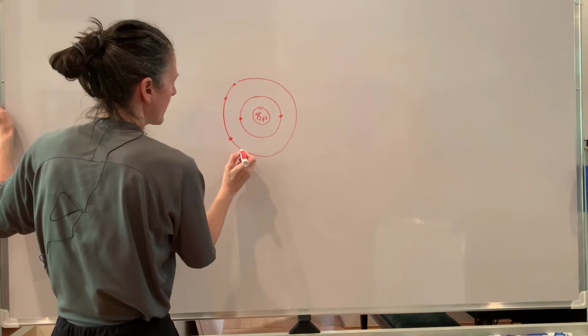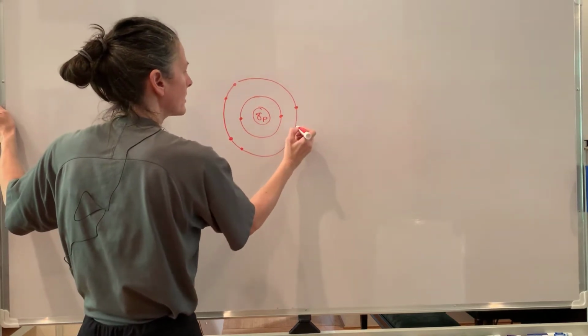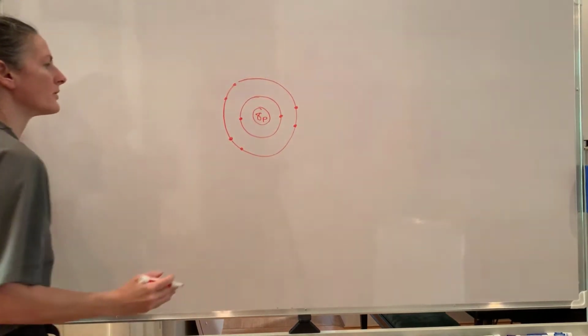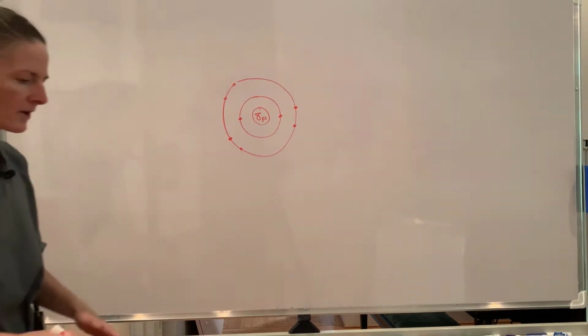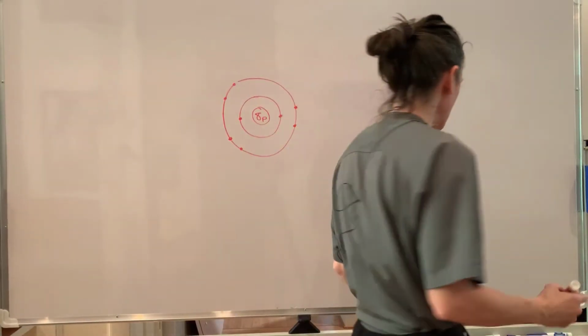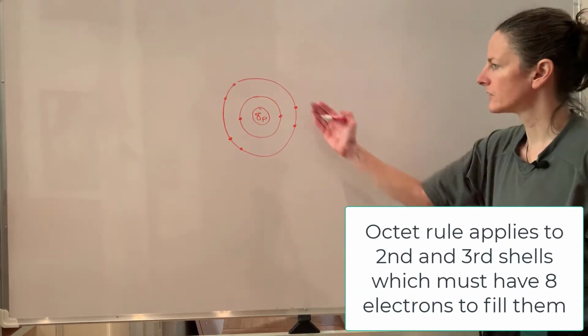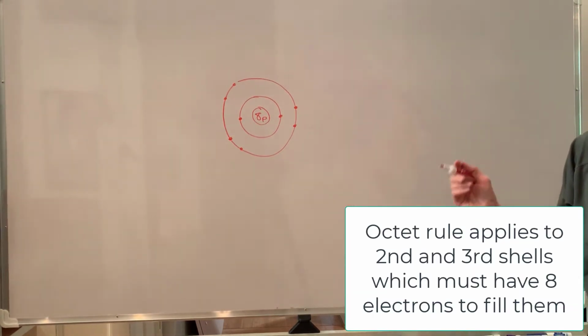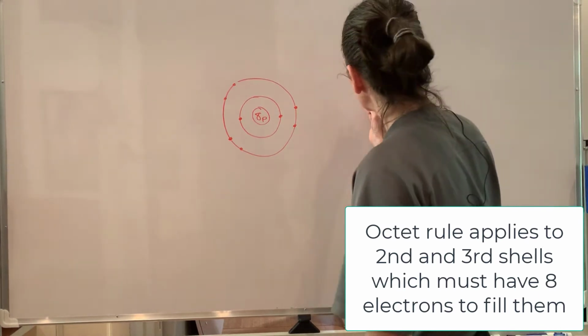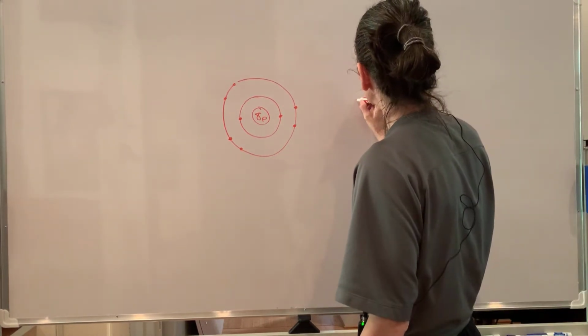And that means we have 2 spaces that need to be filled because we want to fill the second shell with 8 electrons. So when we fill the second and third shells, we know they want 8 electrons. We call this the octet rule, and that is simply making sure that we have 8 electrons in the outer shell.